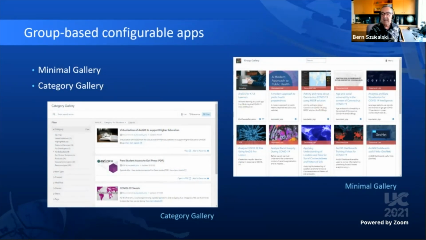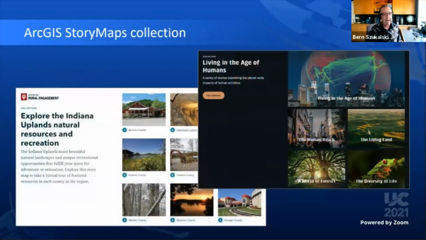Now, just like maps, there are configurable apps for groups that can be used to present group content. And these work directly from the items in the group, which makes it really nice as you add things, so you don't have to reconfigure the app. New items just automatically appear as soon as they are pushed into the group. So that's a very handy feature about these group-based gallery applications.